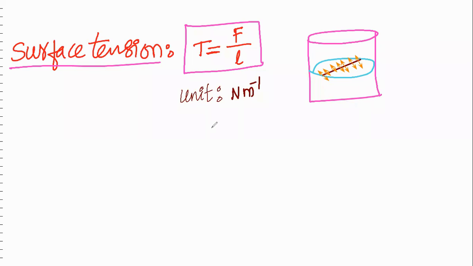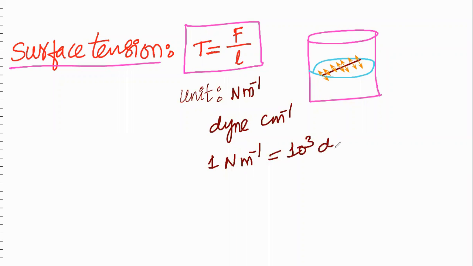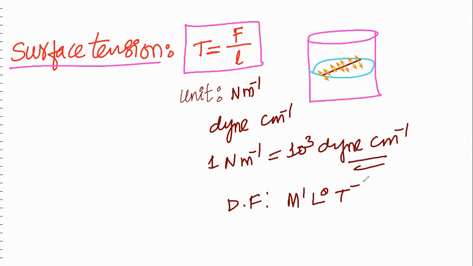Our CGS unit is dyne per centimeter. So 1 Newton per meter is equal to 10 power 3 dyne per centimeter. Then the dimensional formula for surface tension is M1 L0 T power minus 2. This is the dimensional formula.